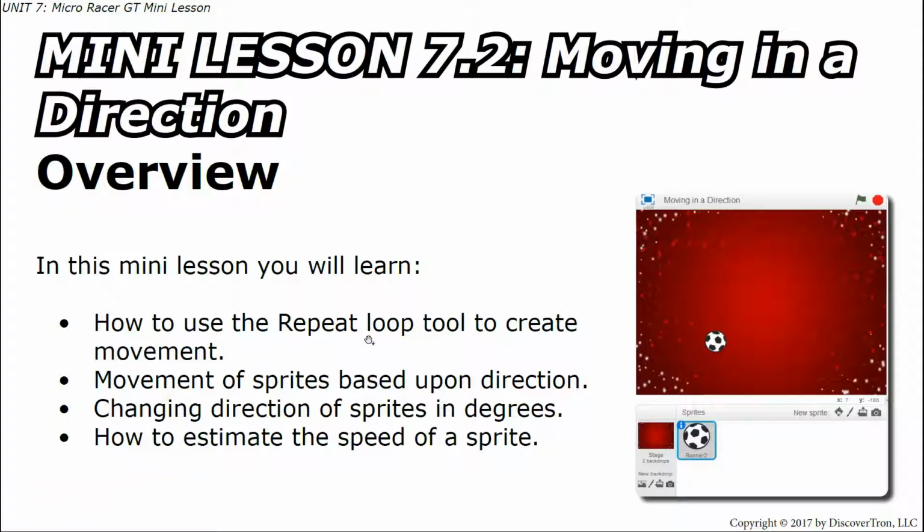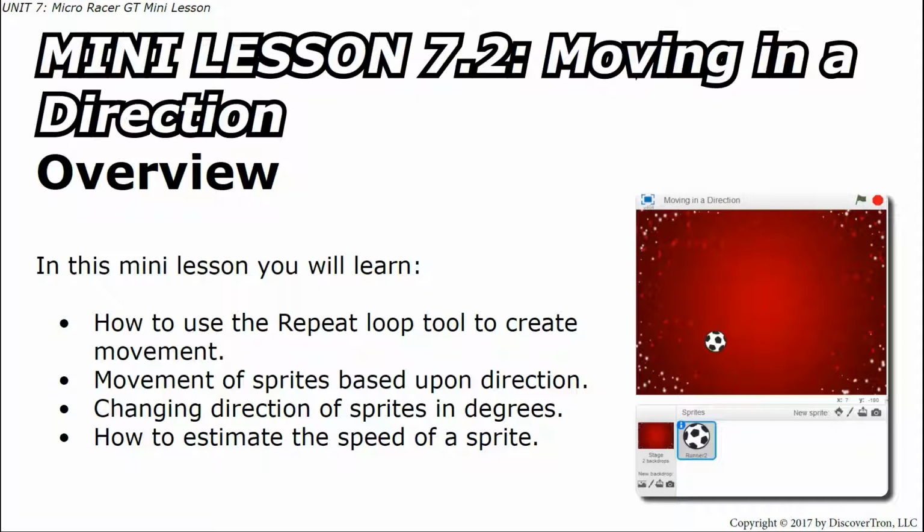I actually like this lesson when I teach it because it's kind of cool to actually get to see something move around. For new programmers, it's always pretty cool to be able to program something and see it move across the screen. So I like doing these kind of things.